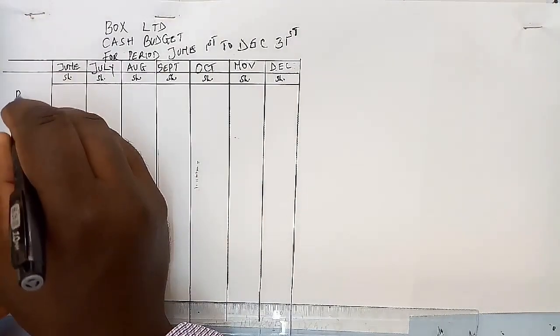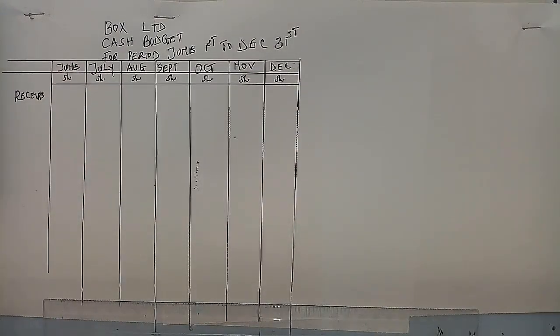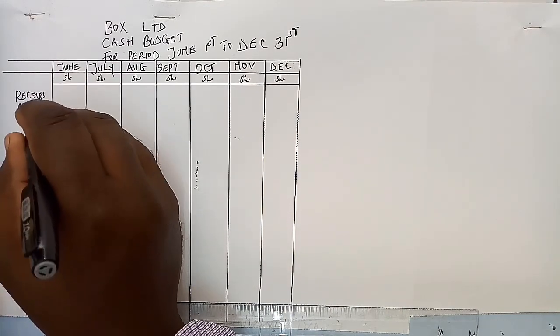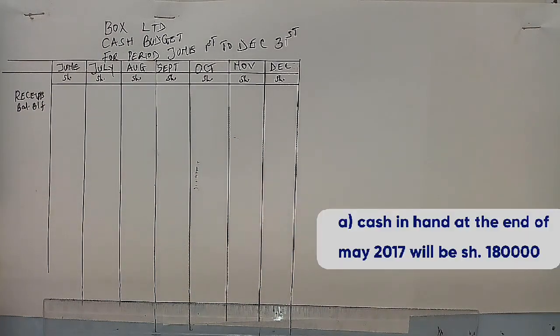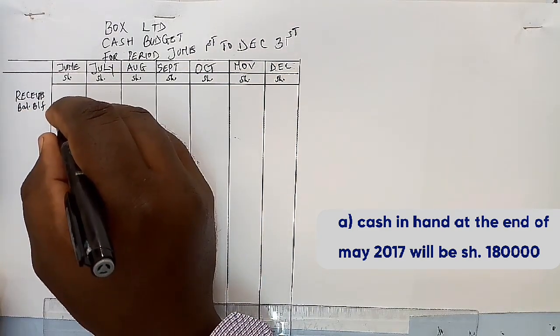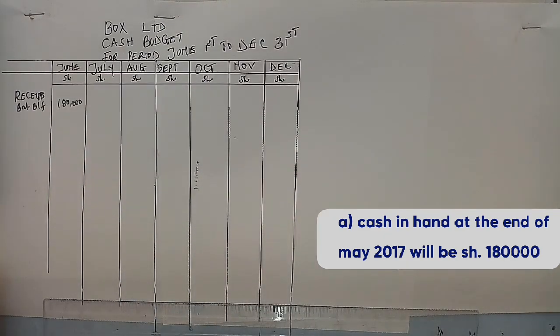So here we start with the receipts. We shall go through and see all those receipts, and we record them at that particular point. Under the receipts, we shall start with the balance brought forward. When you look at our question, we are told that the first point, A, cash in hand at the end of May 2017, will be shillings 180,000. So that is the balance brought forward, and that is the receipt, 180,000, for the month of June.